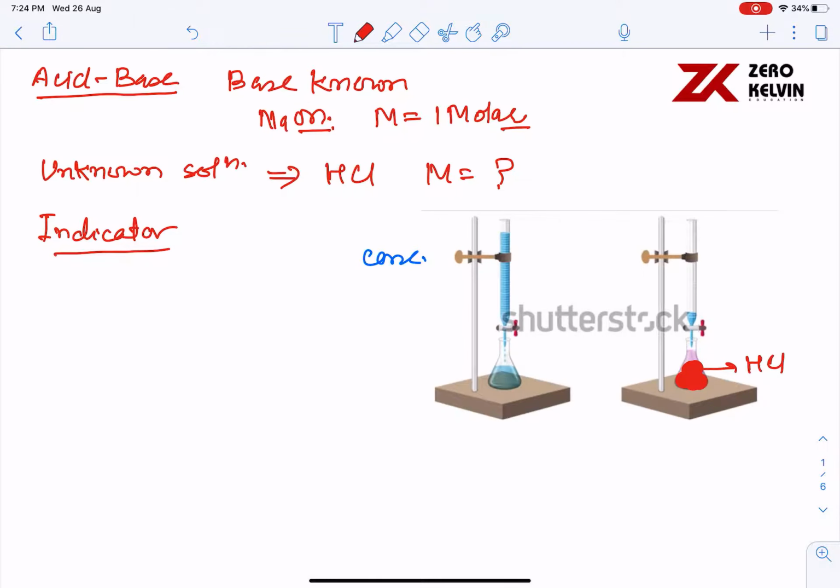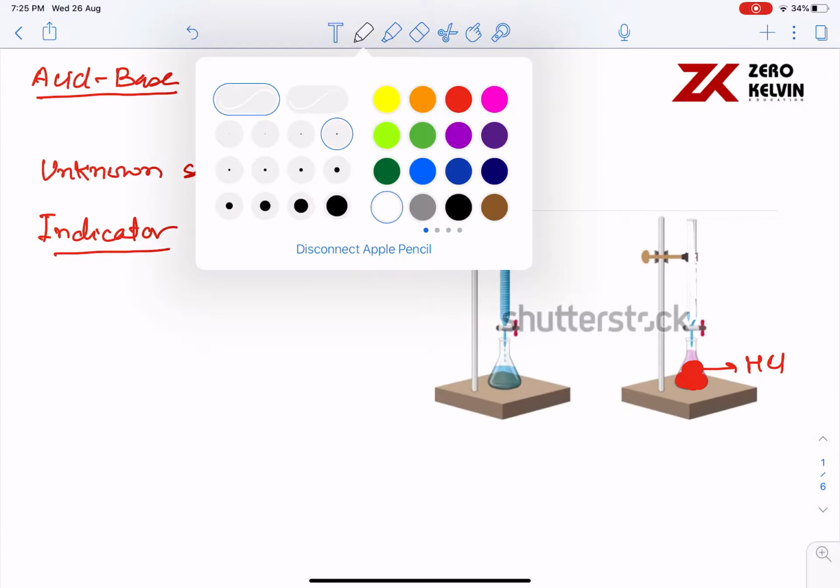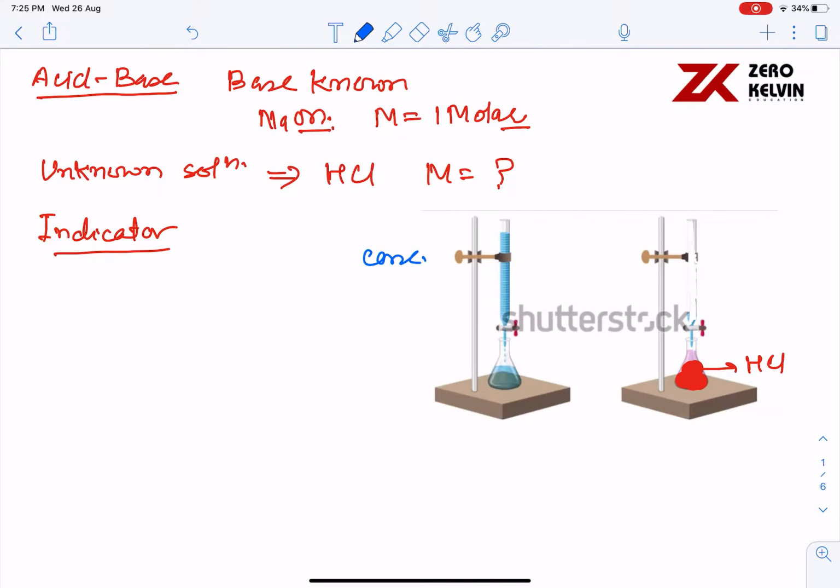Now in the burette, suppose I have taken this unknown solution, and I have to drop it down little by little. We have to use an indicator because I am taking the unknown solution in the burette. So which indicator to take depends on the case. Here we have to take phenolphthalein, HPH.